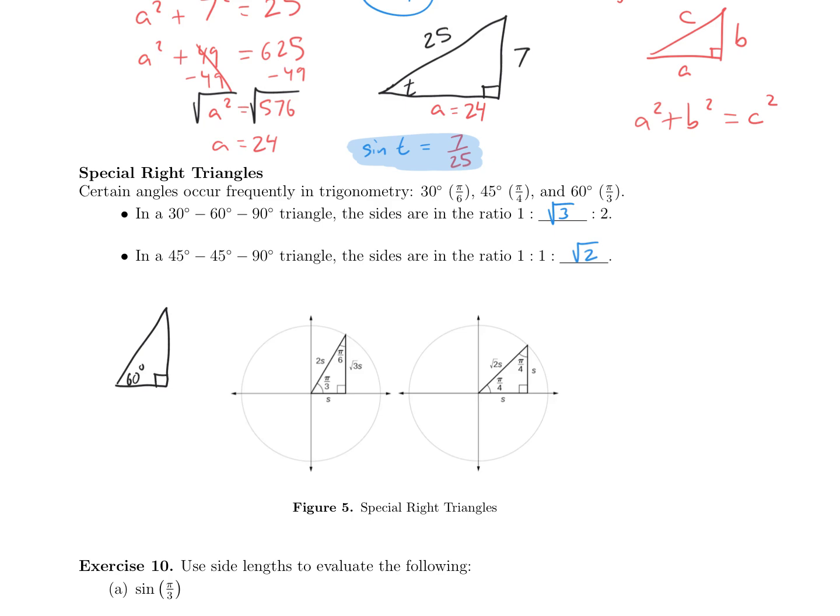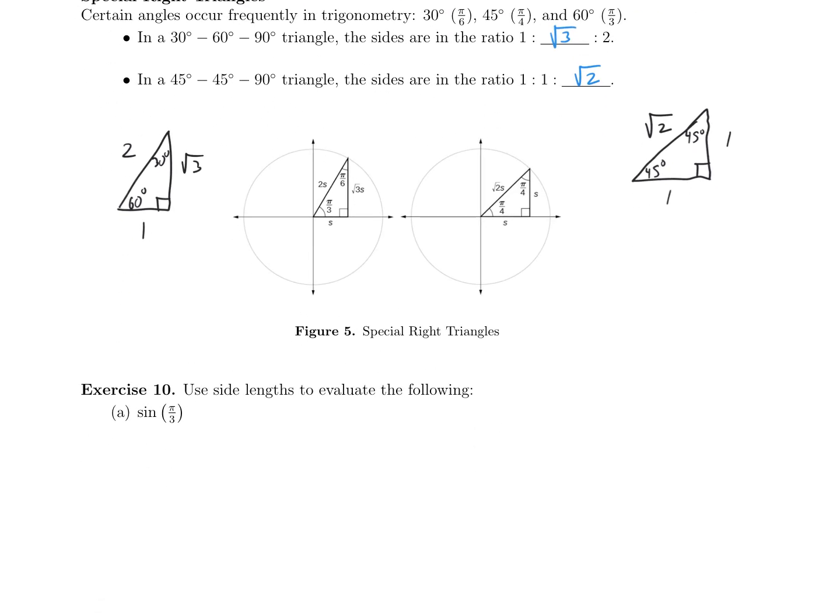Let's call this 60 degrees. We'll call this 30 degrees. So if the hypotenuse is 2, then the short leg has to be 1, and then the other side would have to be square root of 3. All right, so that's the ratio in which the sides would be if it's a 30, 60, 90 triangle. And for the 45, 45 degree triangle, that would look something like this. 45, 45. If these were both sides 1 and 1, then the hypotenuse would have to be square root of 2.